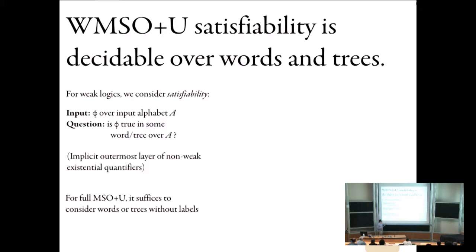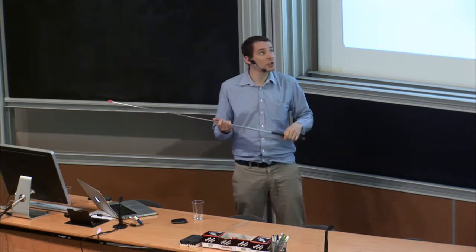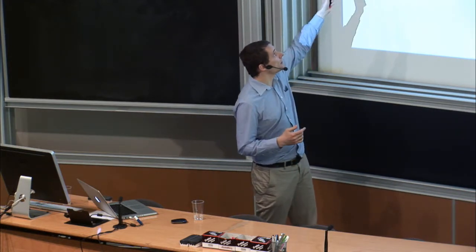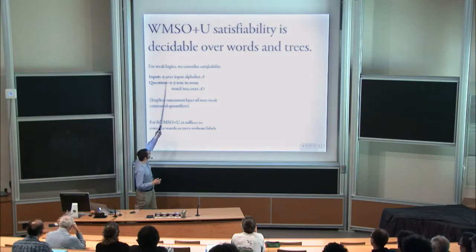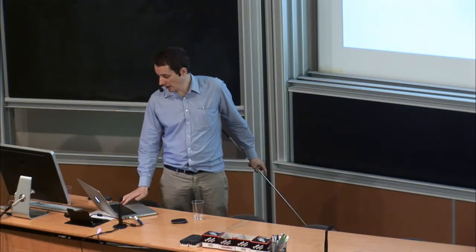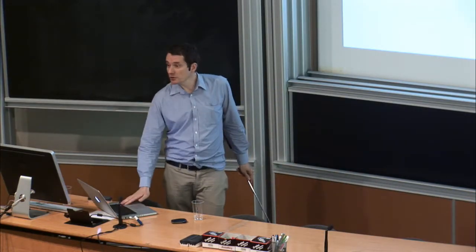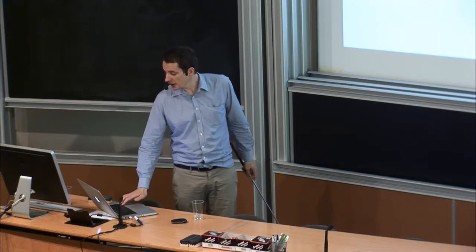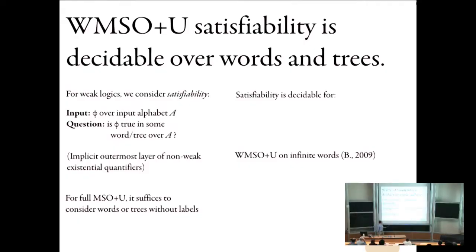So if you're talking about MSO+U, you can just say, I decide the MSO+U theory of the natural numbers. And here it's a more powerful result to have it like this than simply deciding the weak theory of the natural numbers. The weak MSO+U theory of the natural numbers is not very interesting. Nothing happens there. And the result that is here is that satisfiability is decidable for weak MSO+U on infinite words.